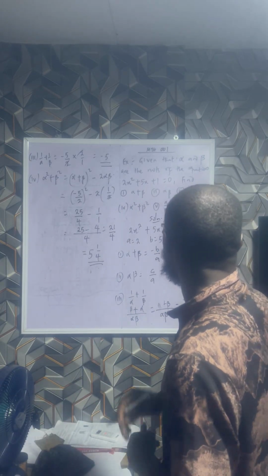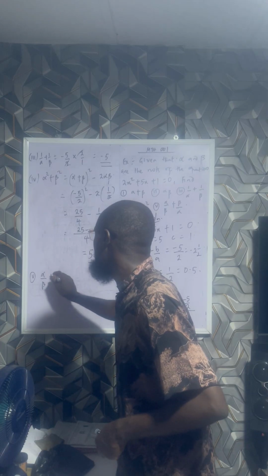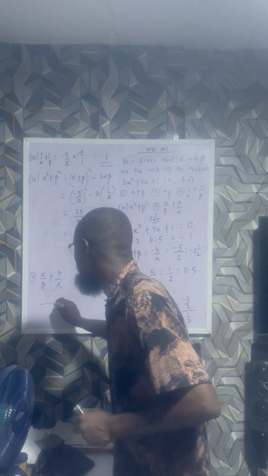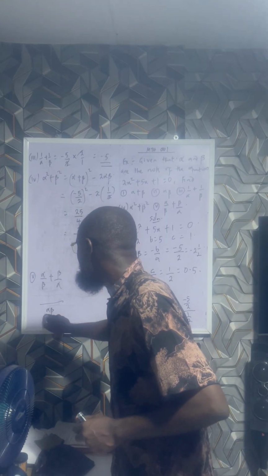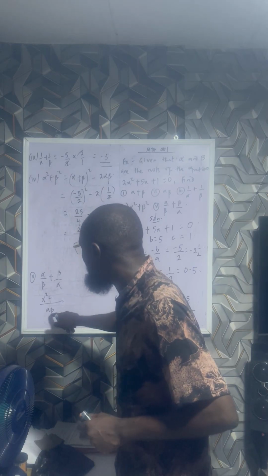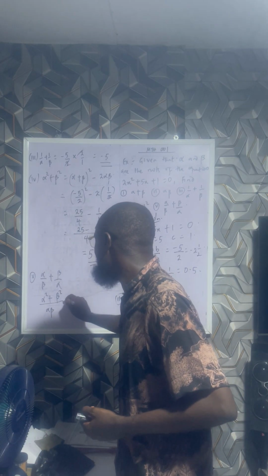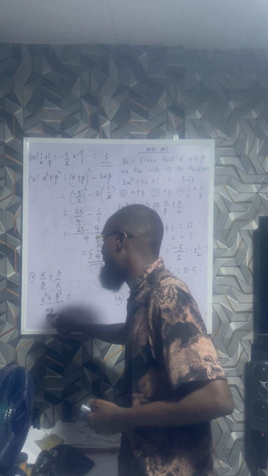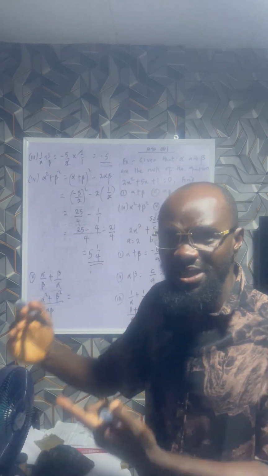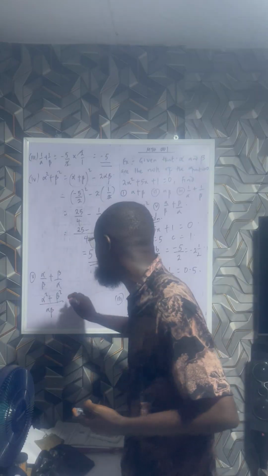The last one is alpha over beta plus beta over alpha. In this case, we will take the LCM as alpha beta. Alpha beta divided by beta, we have alpha. Alpha times alpha, that's alpha squared. Then alpha beta divided by alpha, we have beta. Beta times beta, that's beta squared. So we have alpha squared plus beta squared divided by alpha beta. Since alpha squared plus beta squared has been simplified already in question number 4 as 21 over 4, I can simply replace it.